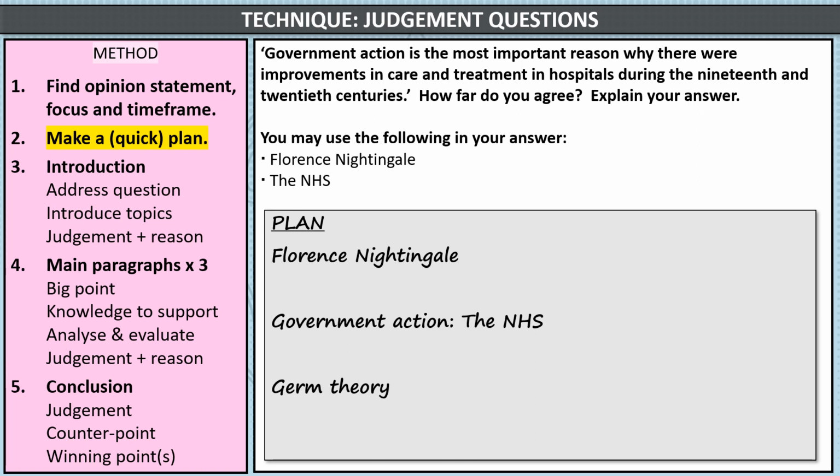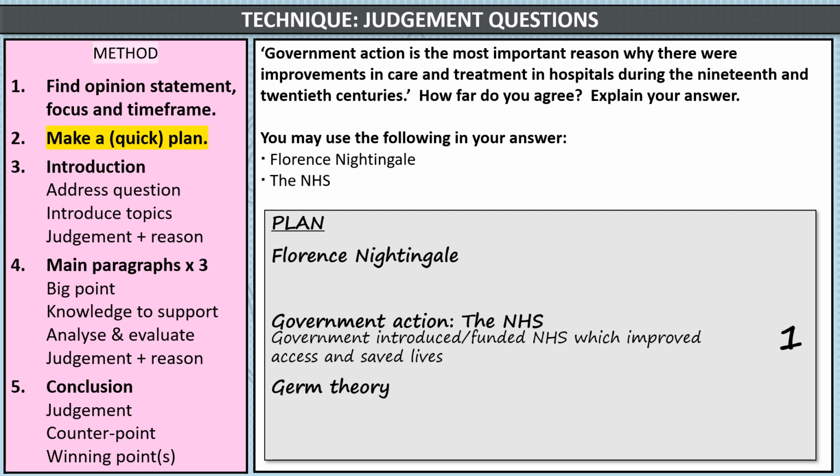Now I need to rank them. I'm going to put them in order of how important they were for improving hospital care and treatment, because that was the focus of the question. In my opinion, the government setting up the NHS was the most important, so I've ranked this number 1, as it gave access to hospital care to everyone and also saved many lives.